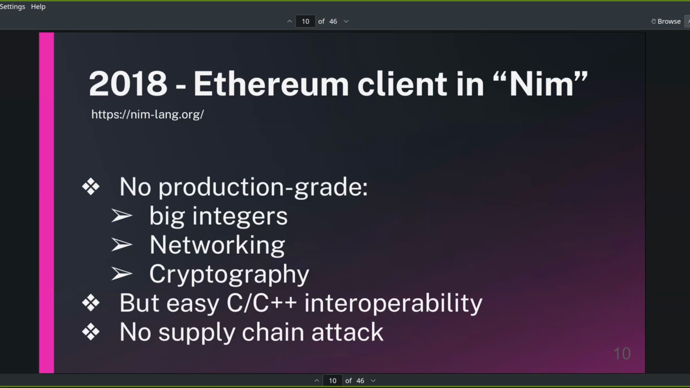So everything that you need for an Ethereum client, so peer-to-peer networking, cryptography, it was not there. So we had to do everything from scratch. The good thing about that is that when auditors came to audit codes, they were like, oh, you control everything from the bottom up. So there are no supply chain attacks, which were very rampant in 2020, 2021 on JavaScript and Python repositories.